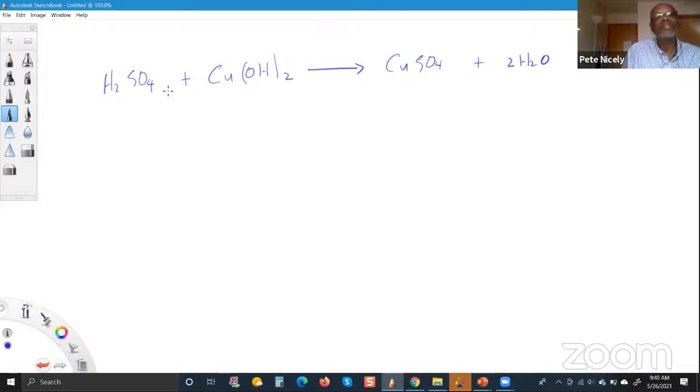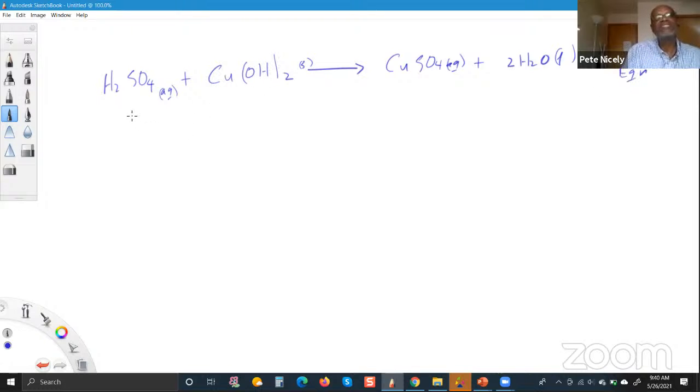And also we need to include the state symbols, aq. Hold on one minute. Copper(II) hydroxide, I think, is a solid. Okay, so let me do solid here. This will be aqueous for sure. I know that much. And this will be liquid, all right? Okay, so this would be the molecular equation, all right? So the next step is the ionic equation.